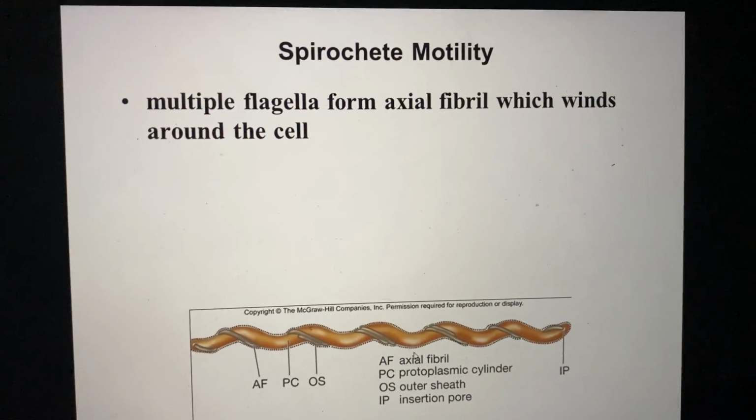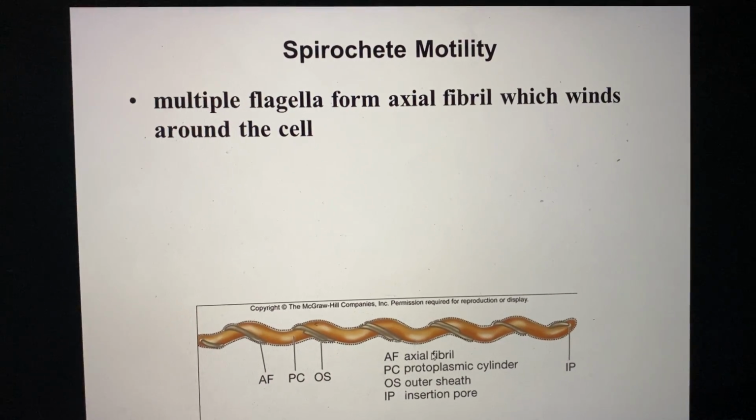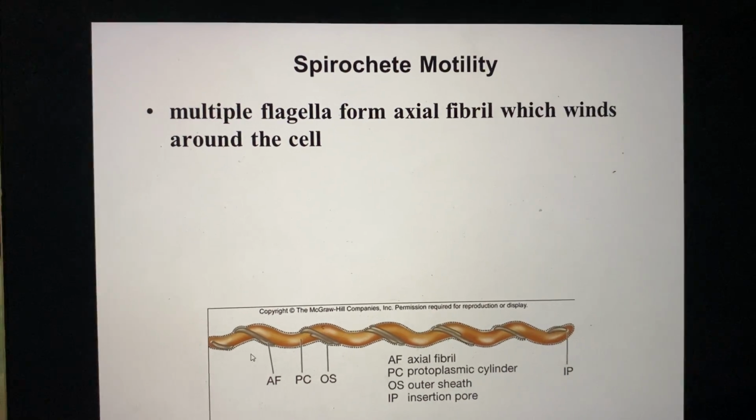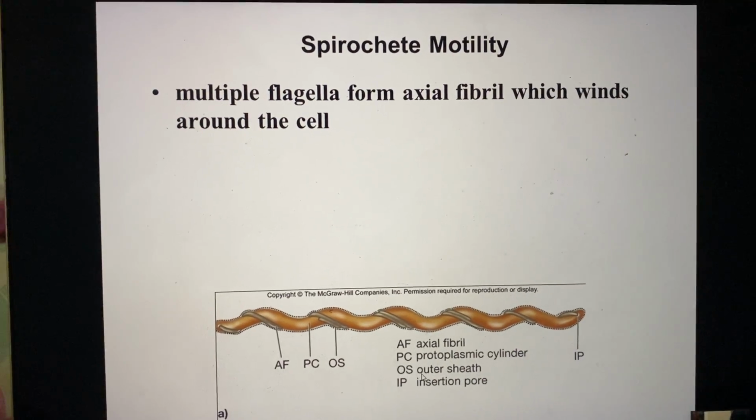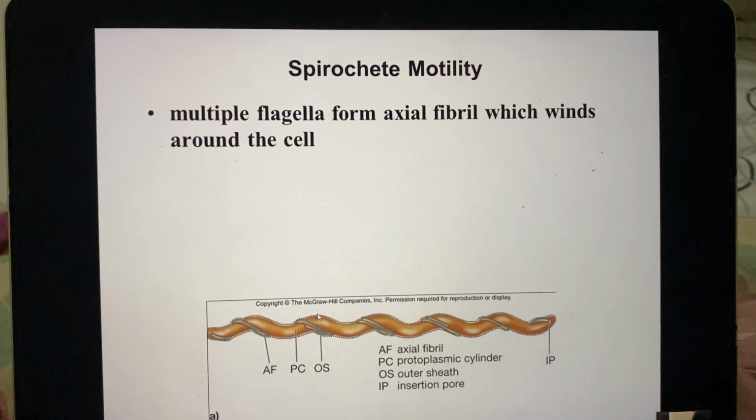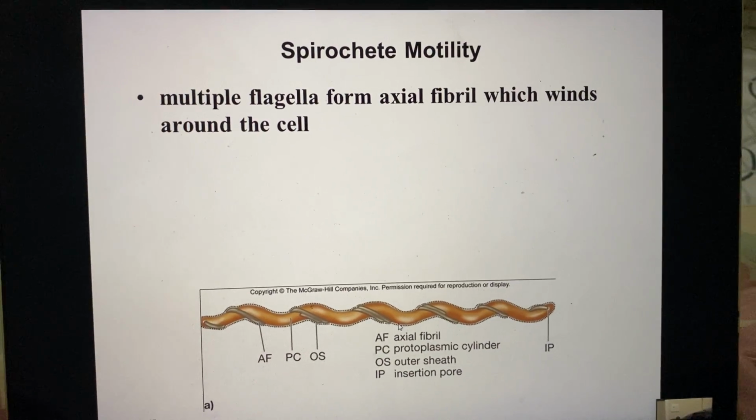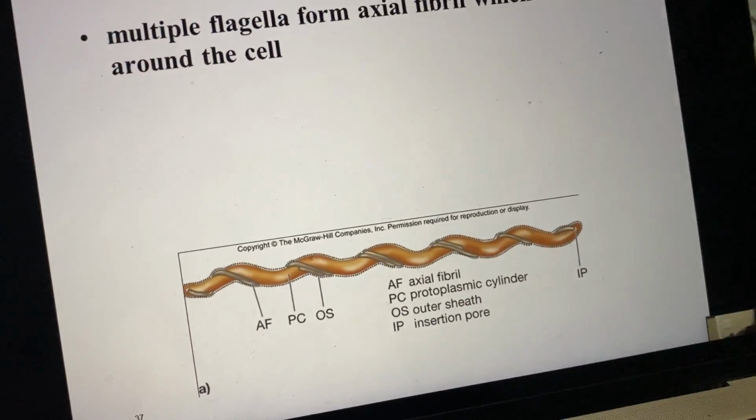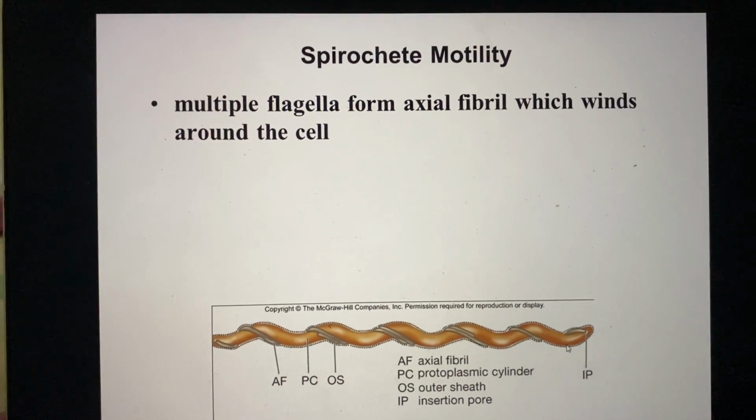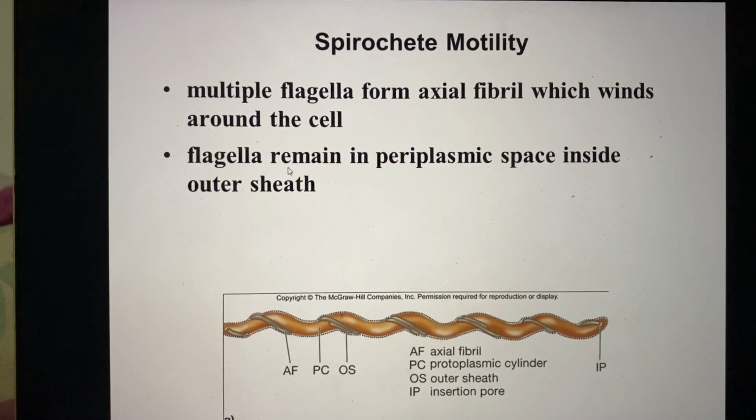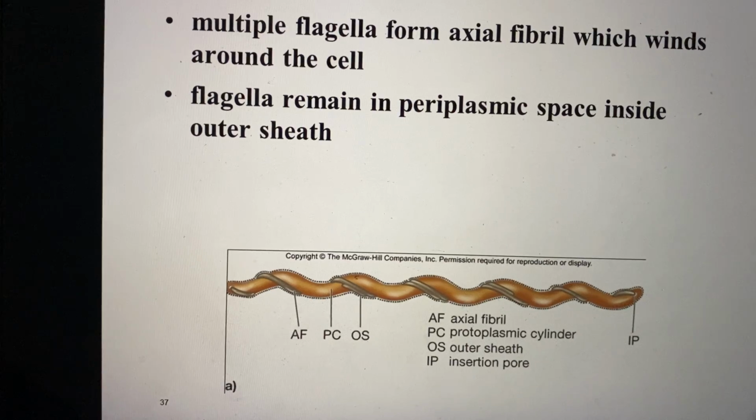Okay, and this we usually call the axial fibril. Instead of the filament, we term it an axial fibril, which is the main body of the filament of your flagellum there. And of course, the outer sheath is the one that is shown in dots like this, that is covering it up. So it is a flagellum that is intracellular. It's within the cell. It is covered up. And of course, here is the insertion pore where it is coming out. Okay. So a flagellum actually remains in a periplasmic space inside of the outer sheath.